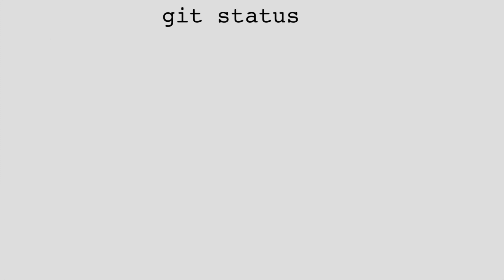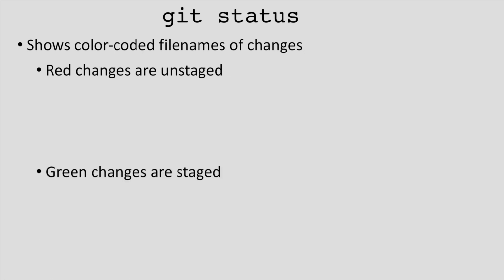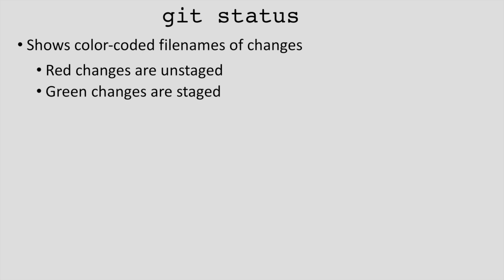Git status. The git status command shows in color-coded output all file names with uncommitted changes. It shows the changes between the index and the working directory in red. Those changes have to be unstaged. And it shows changes between the head commit and the index in green. Those changes are said to be staged.